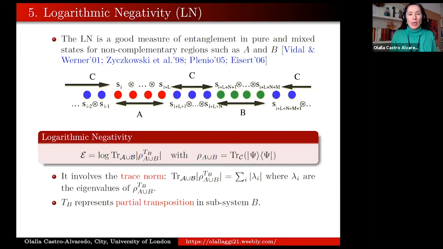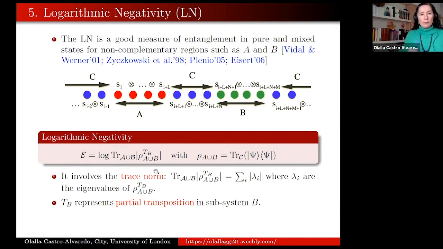So once you define this reduced density matrix, you plug it into this formula on the left, and this is the logarithmic negativity. So it has a logarithm, hence the logarithmic. And then you have a trace as before, and then you have this sort of modulus symbol there, and you have this TB symbol there.